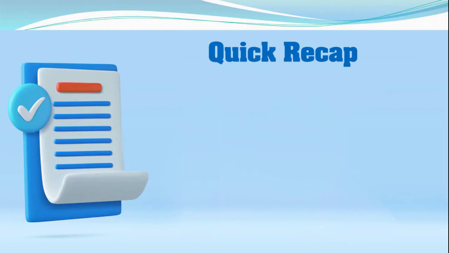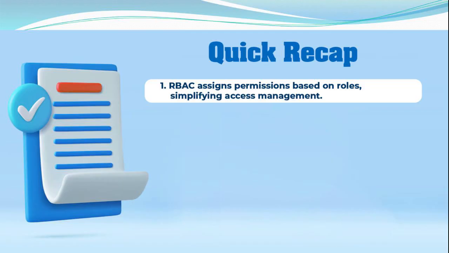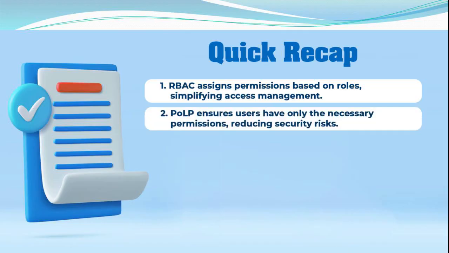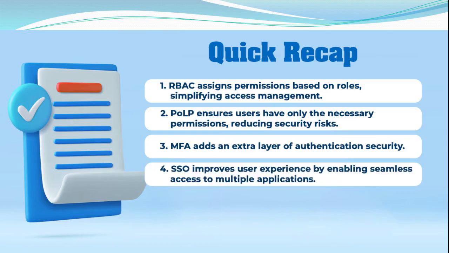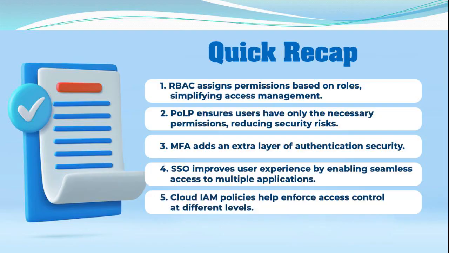We've covered a lot of ground in this lesson. Let's do a quick recap. 1. RBAC assigns permissions based on roles, simplifying access management. 2. PoLP ensures users have only the necessary permissions, reducing security risks. 3. MFA adds an extra layer of authentication security. 4. SSO improves user experience by enabling seamless access to multiple applications. 5. Cloud IAM policies help enforce access control at different levels.